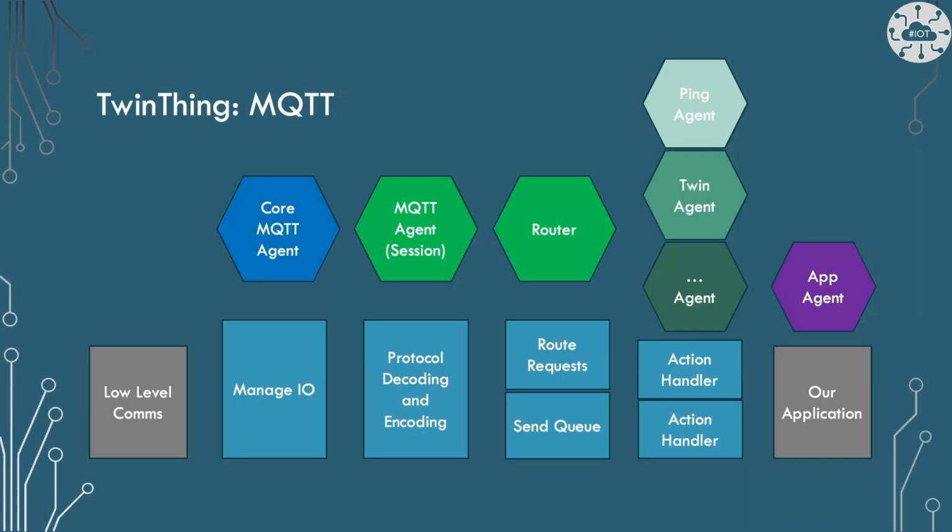The I/O pattern I've talked about, I use in Internet Protocol services as well. My IoT pattern, which I call Twin Things, communicates over MQTT. It uses the FreeRTOS Core MQTT agent for I/O communication, then manages the MQTT session and decodes or encodes the protocol in an MQTT agent. A router's behavior checks for which action the request should be provided to. Often I have ping services as well as digital twin states that my IoT devices are managing.